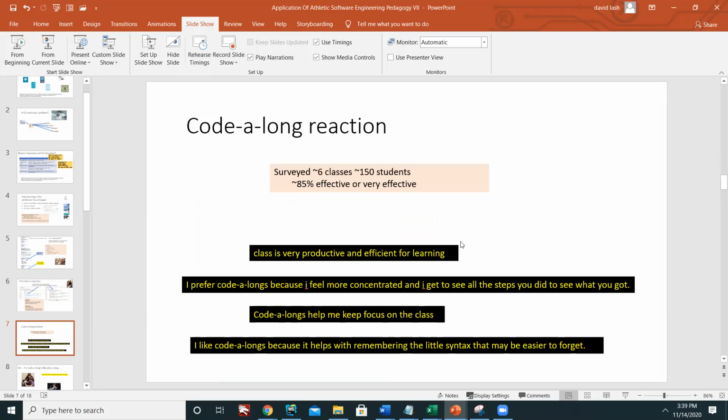So the Code Along reactions have been extremely positive. I've surveyed over 150 students now. I've been doing it for like 3 or 4 years. They love doing it. It's productive, it's efficient. It helps them concentrate. They're not drifting in code. When I say they're not drifting at all, it's because I'm not lecturing. If I throw up 2 or 3 slides, I stop.